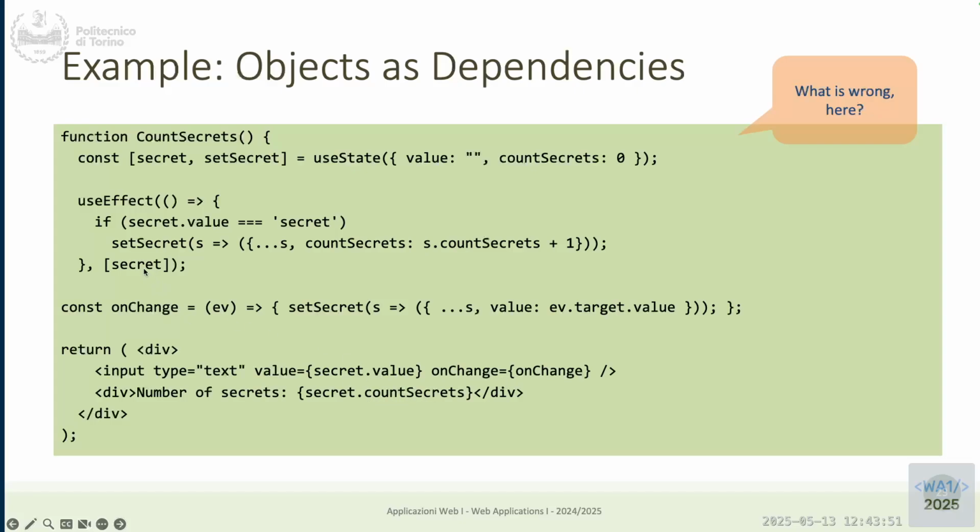The dependency is correct, it's the secret. So we are not in the case as before. Only when the secret changes, then the effect is executed, and if the correct value is found, then we increase the number of counts and so on. The issue here is that the dependency variable is an object. It's not a value. It's a state object here.